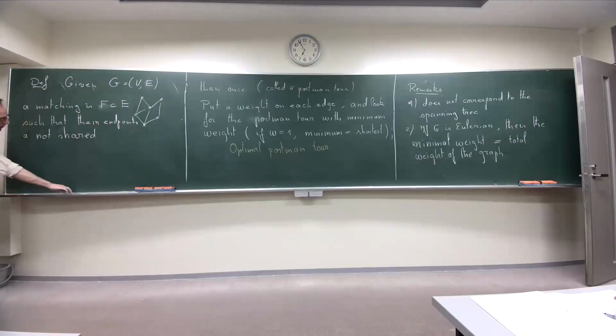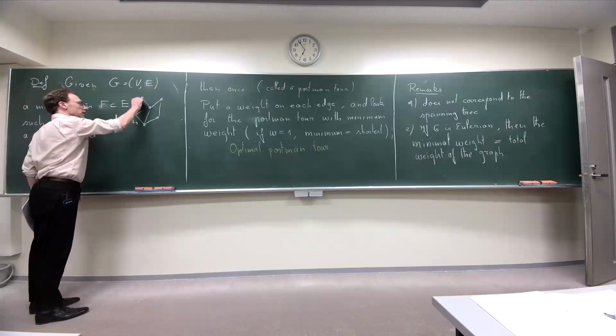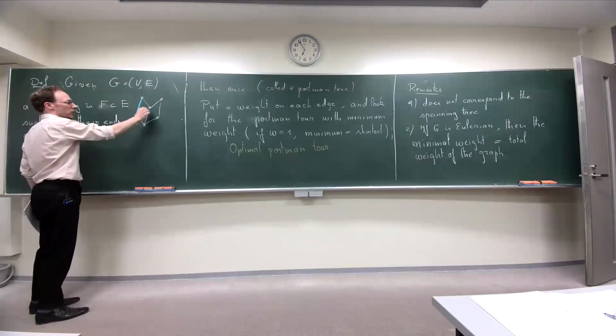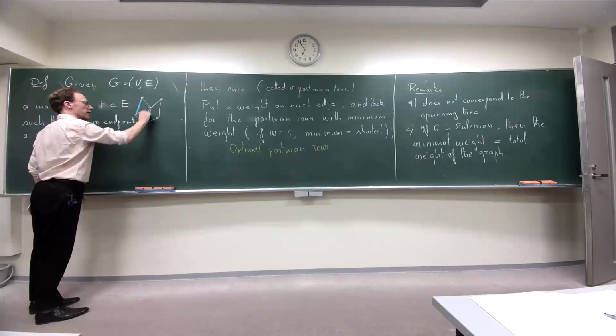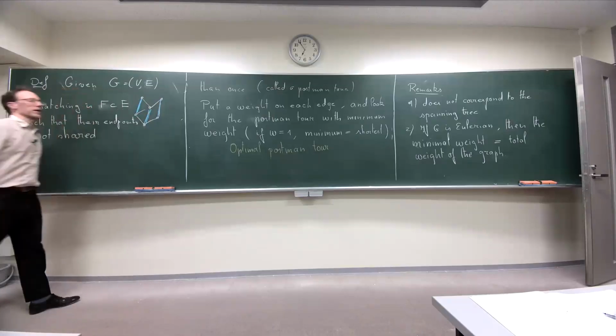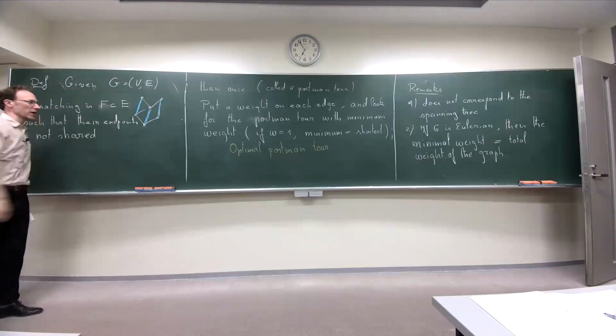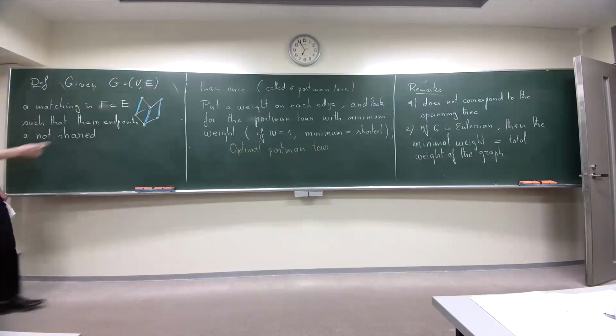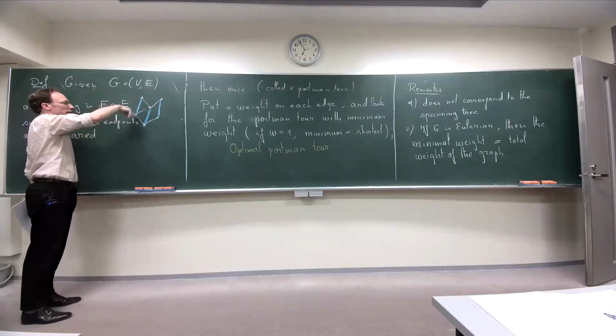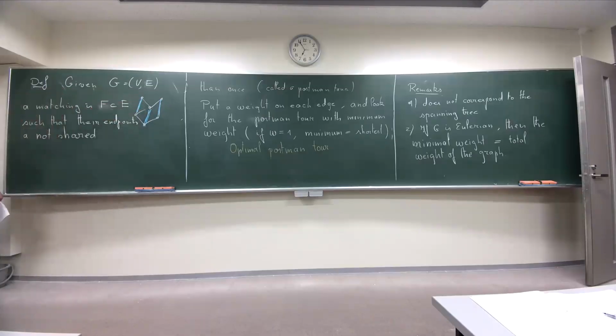So what does it mean? You look for a family of edges such that the endpoints are never the same. So for example, here we have a matching. So I use the edges of the graph, and I take a family of edges such that there is never one endpoint for two of this family. Okay.